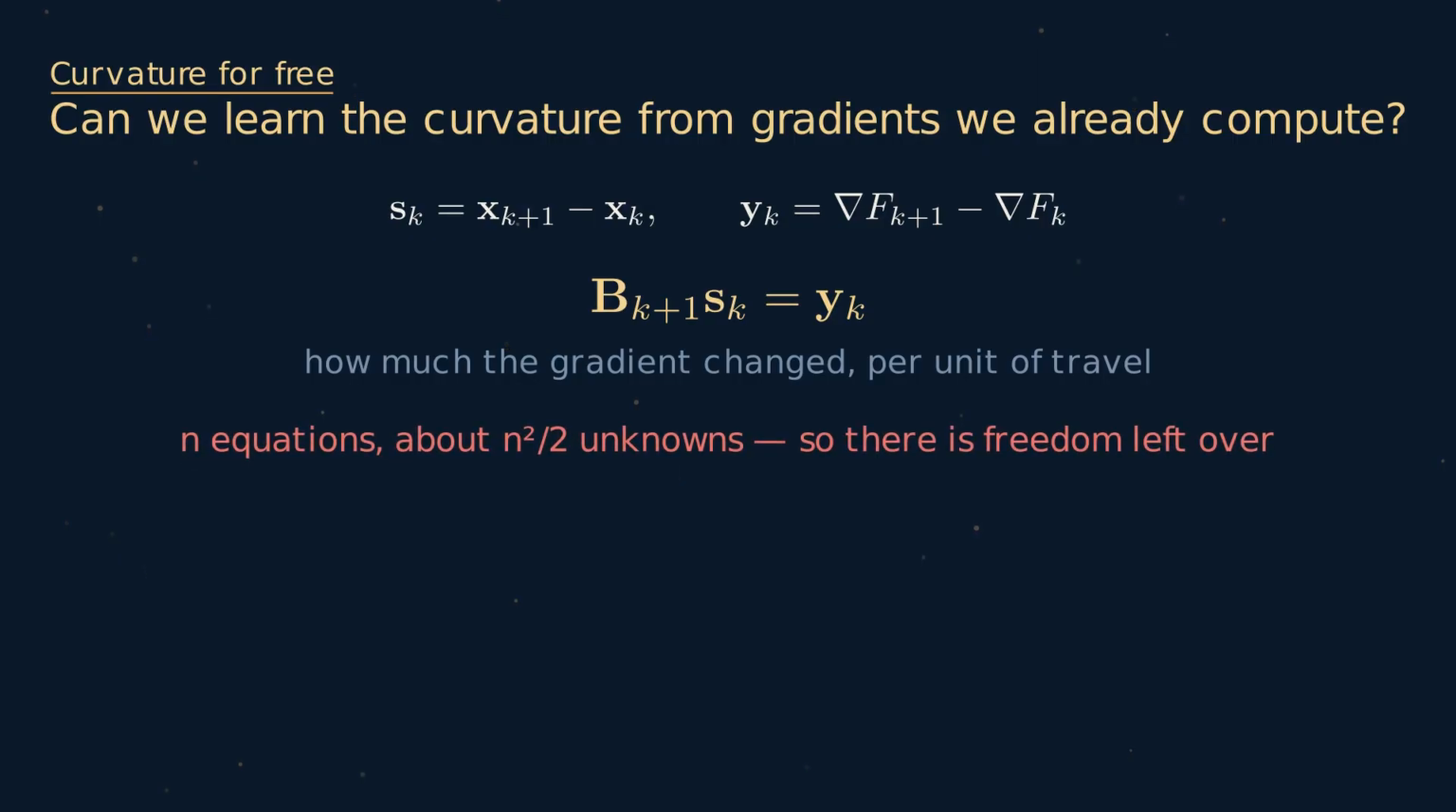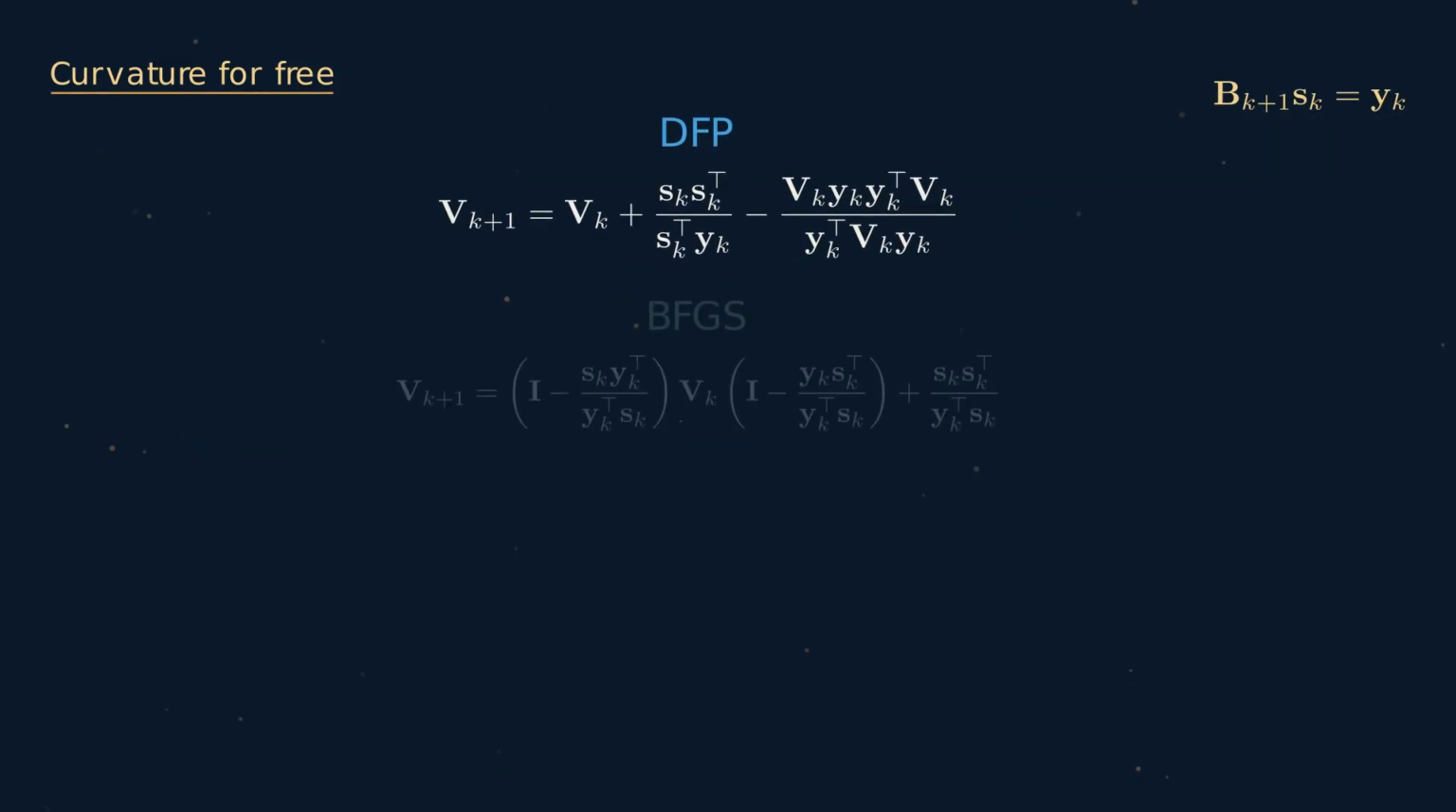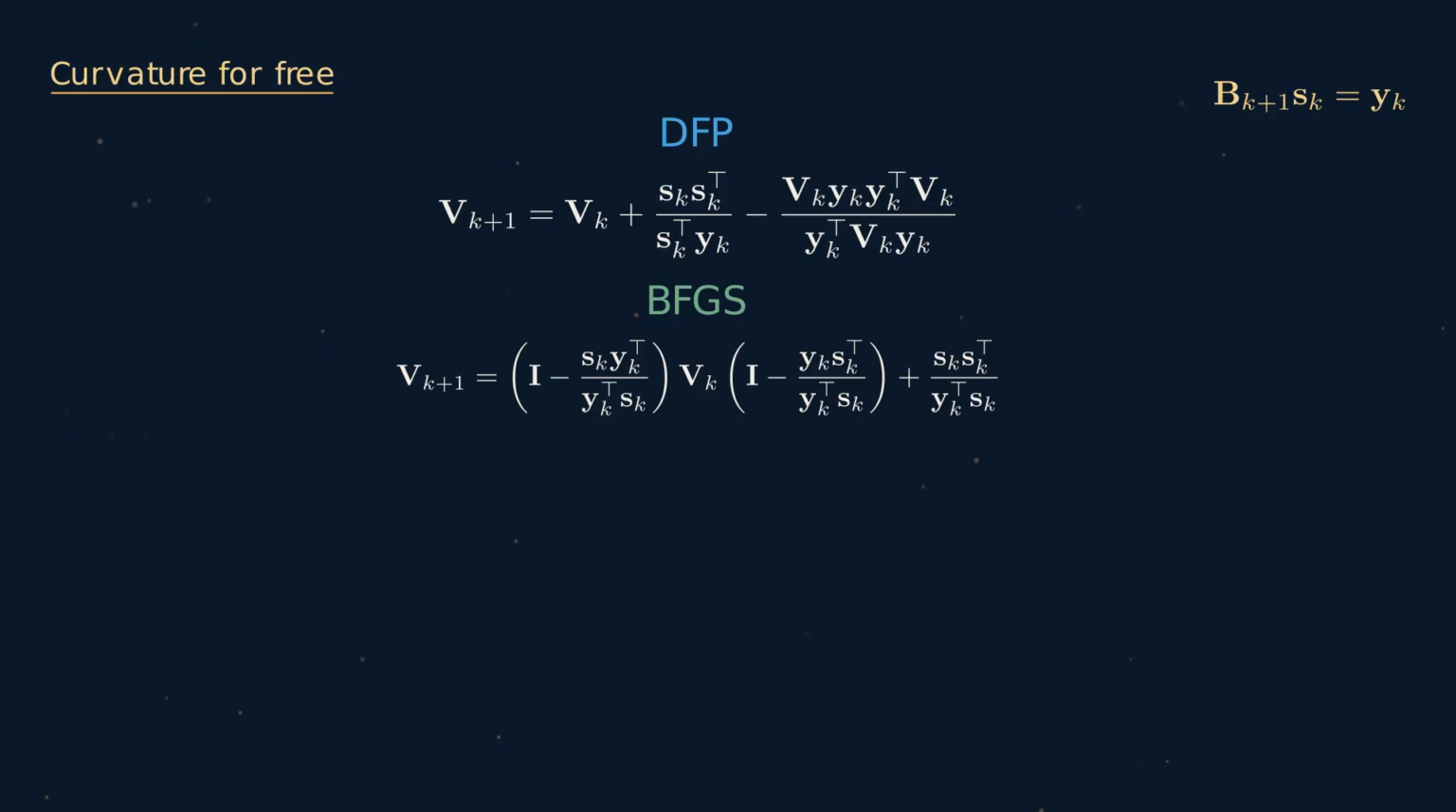One catch: that is n equations for about n squared over two unknowns. It does not pin the matrix down, and different ways of spending the leftover freedom gave us two updates that changed the field. Both keep an approximation to the inverse Hessian, so the direction costs only a matrix times a vector. Both are rank 2 corrections. Take what you had, add the smallest change that satisfies the second condition while staying symmetric and positive definite.